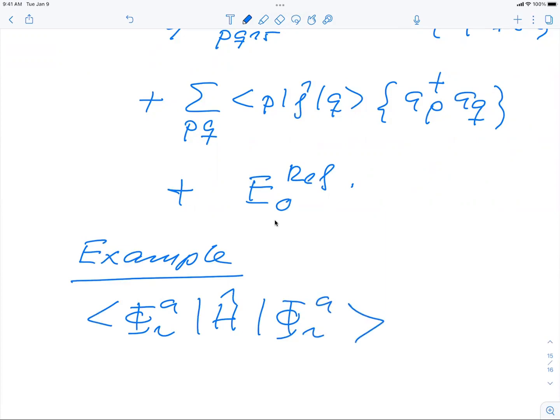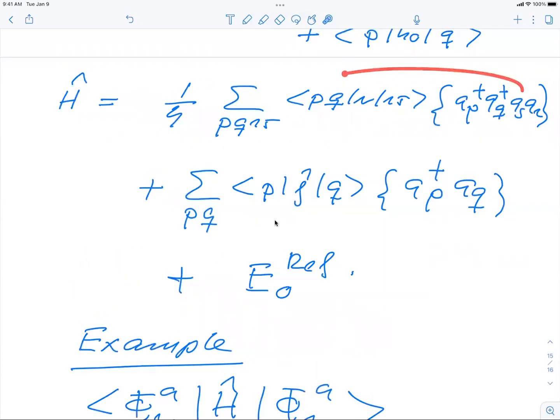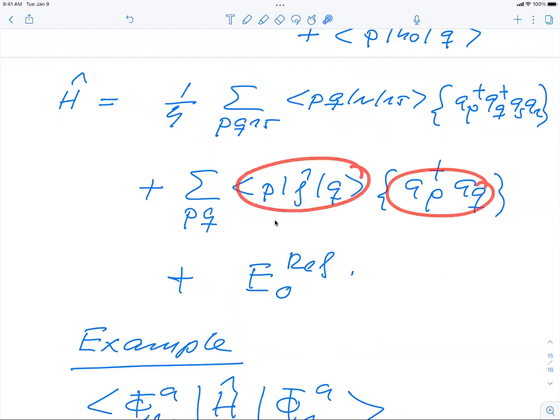Now, we've already done H0, right? So we don't need to do H0 again. And we know that the E0 reference is just a constant. So that's just going to give us a constant again. The only thing we actually need to look at now is this term which you see here. We know how to calculate this term. So that's actually going to just give us the expectation value of this term here.